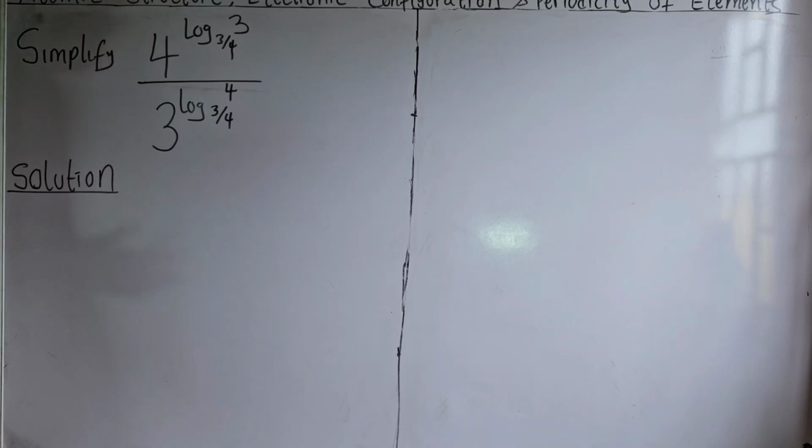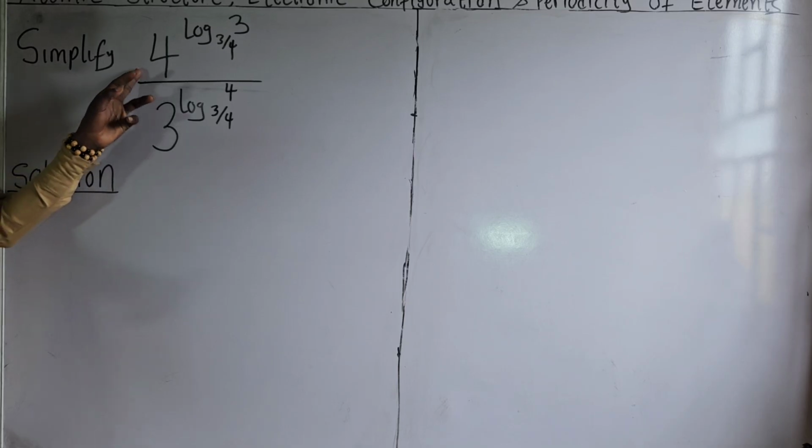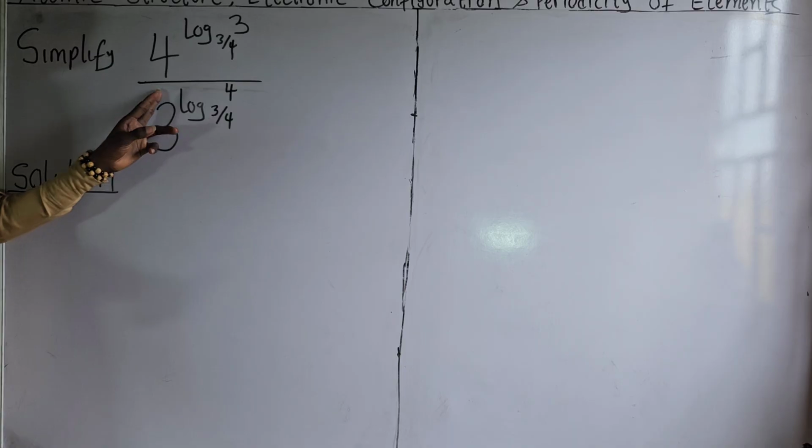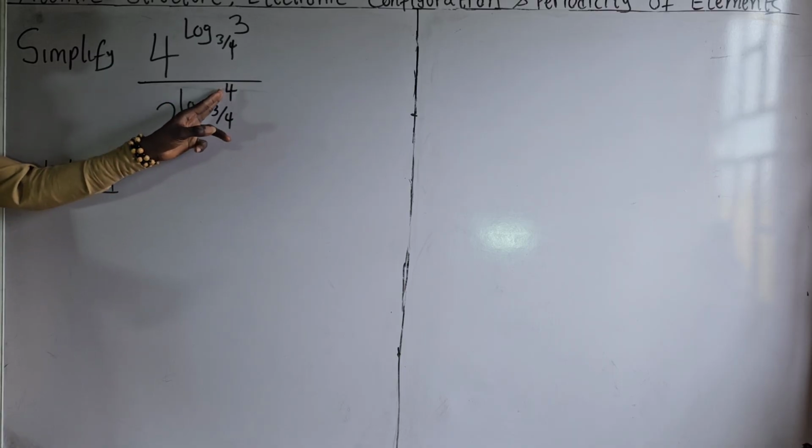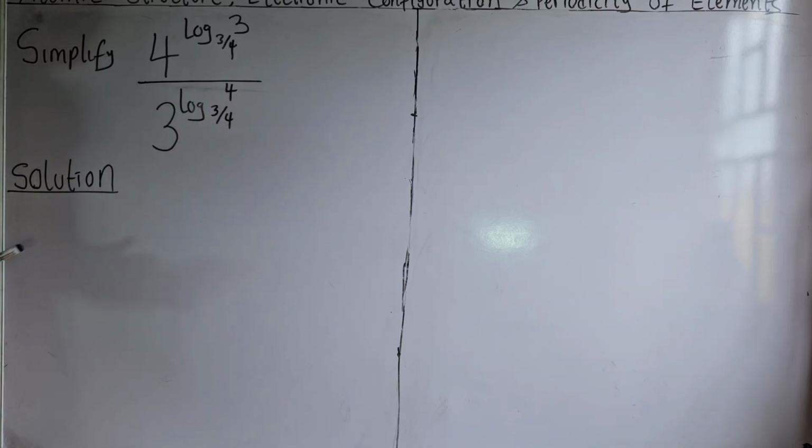If you understand the various laws of logarithm, this question will not be hard for you to simplify. Our goal is to simplify 4 to the power of log 3 base 3/4 divided by 3 to the power of log 4 base 3/4. Let me show you the easiest way to solve this question.